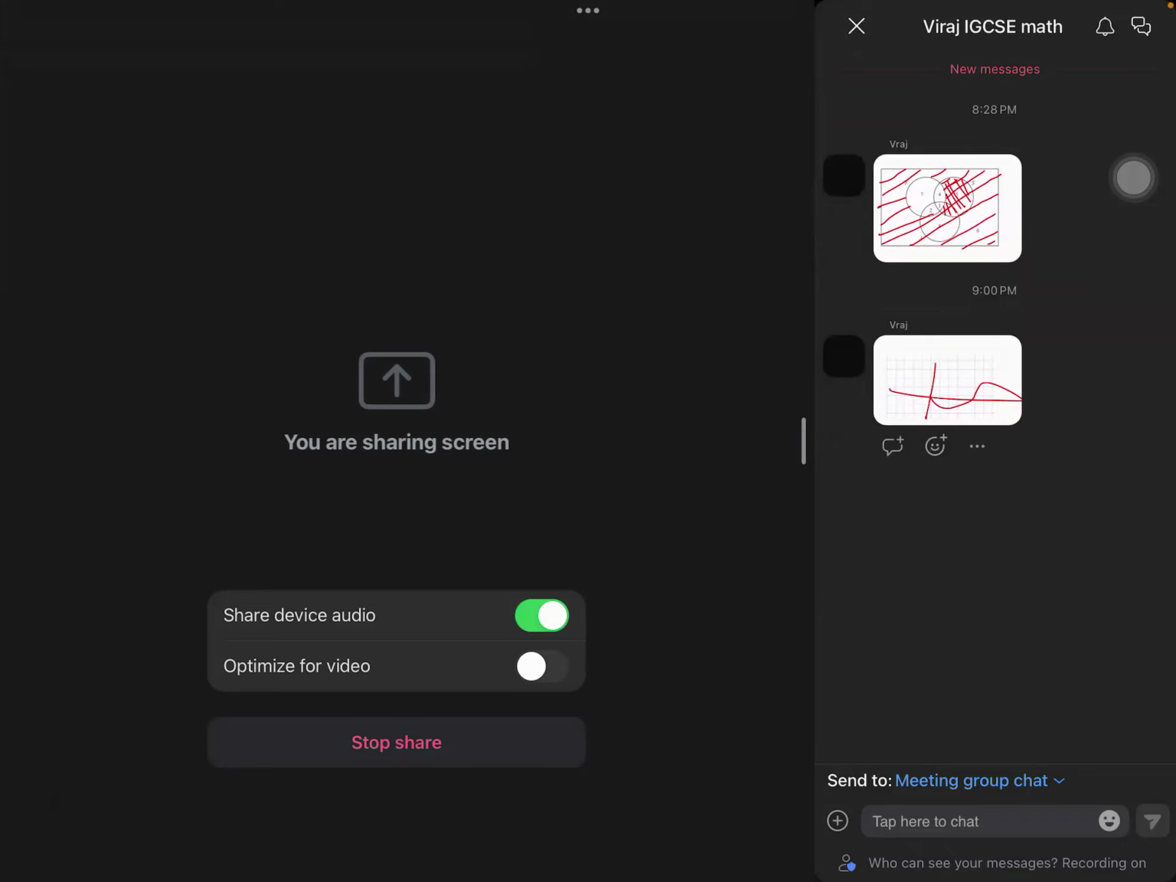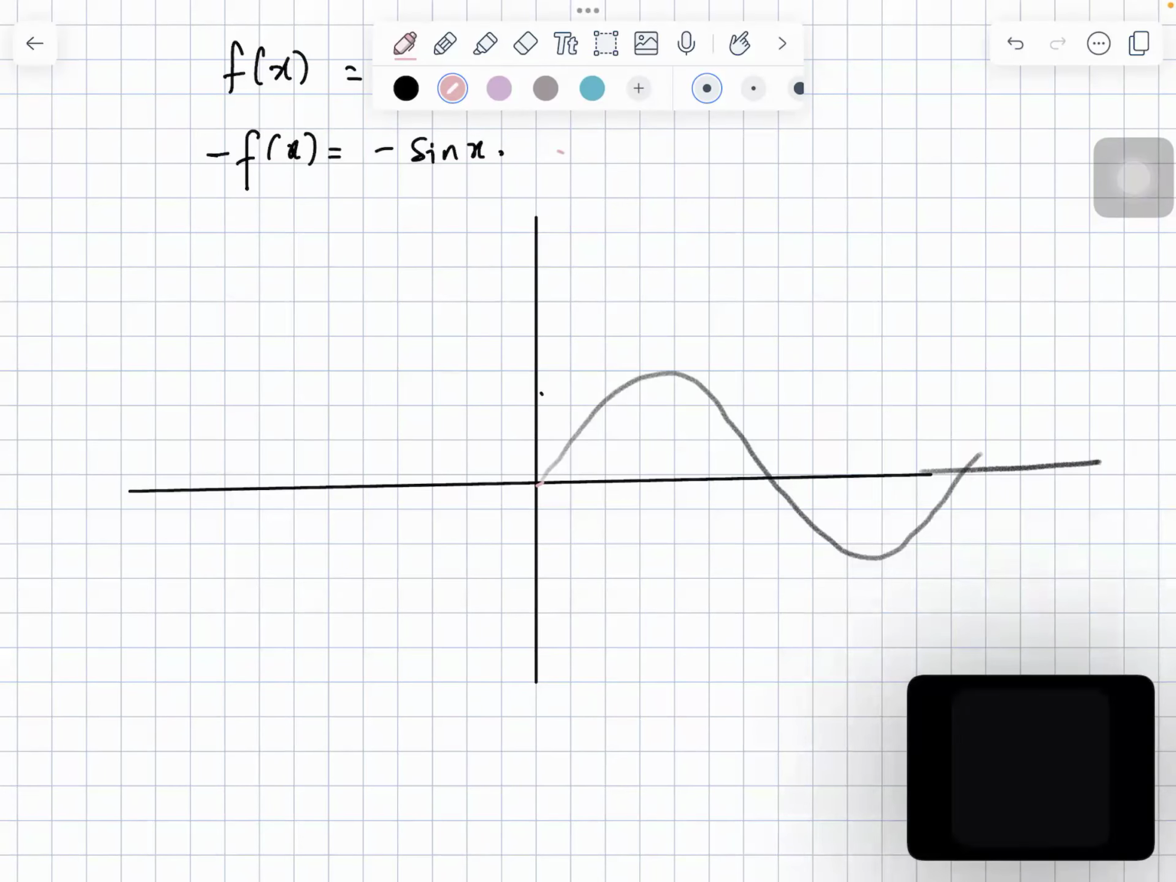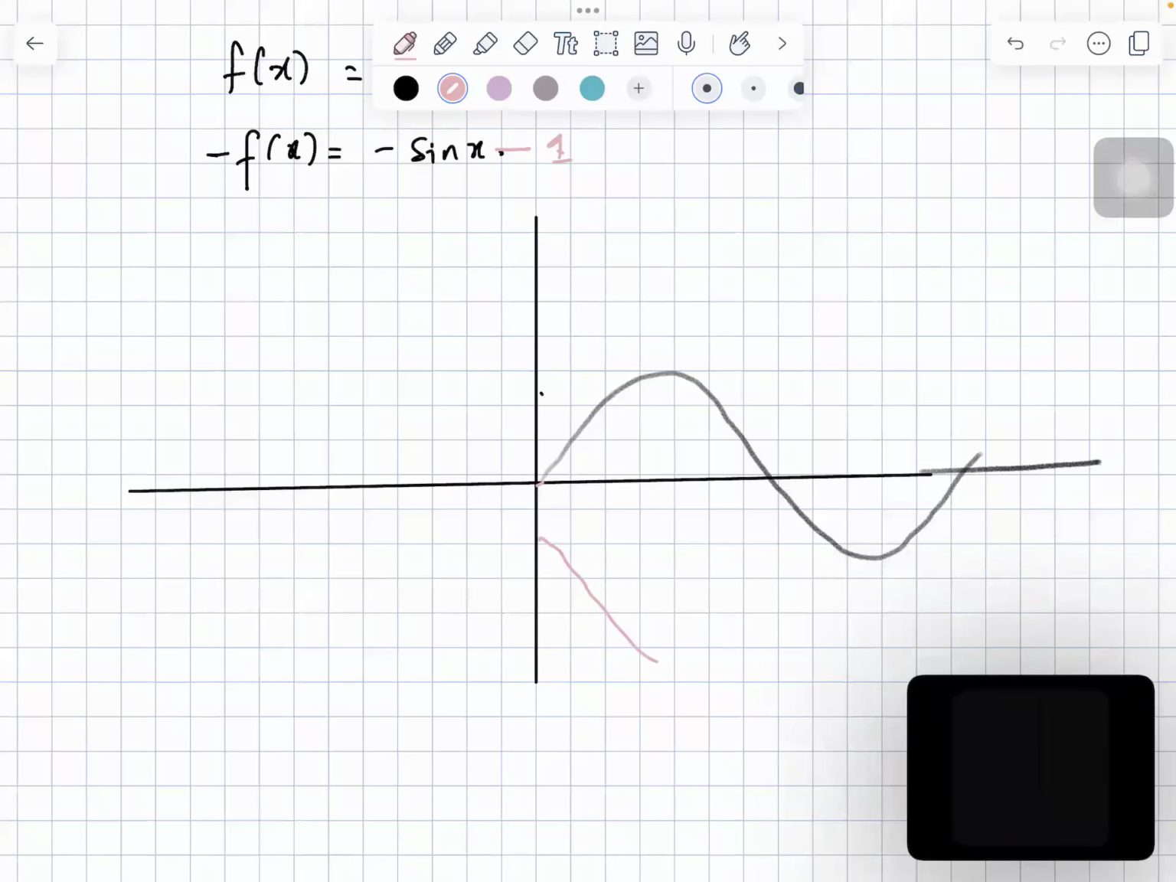And what if there was a translation involved as well? What if it was minus sine x minus 1? Then how would it look? It's going to go one down. Exactly. So it's going to be like this, and I think this is going to touch here. I didn't make the graph accurately, but it's just going to go one down.